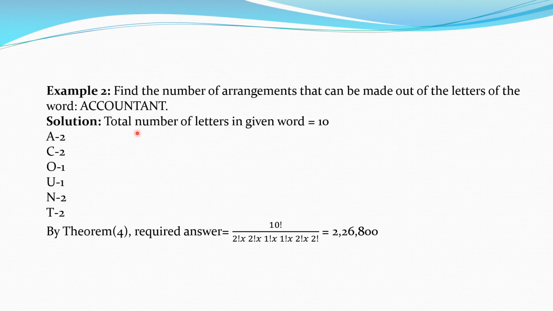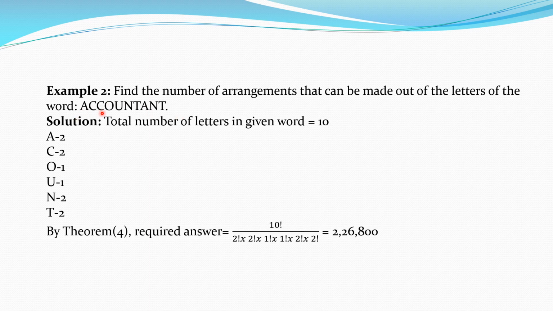Now see second example. Find the number of arrangements that can be made out of the letters of the word accountant. Now here in the word accountant, we have to do all possible arrangements using all the letters. So we want that number of arrangements. Now whenever some word is given for arrangement of letters, at that time first check whether the letters are distinct or some of them are repeated, identical.